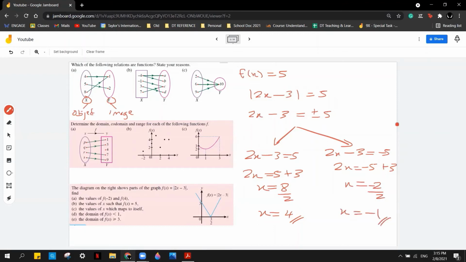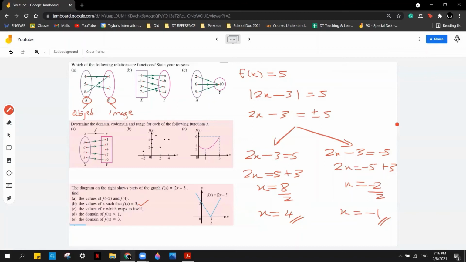So if you notice here, there are 2 values of x. Do take note, 2 values of x for the function given. So which one do we take? We usually display both answers, and because of the modulus, it exists in both regions.